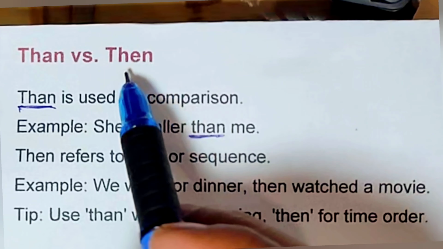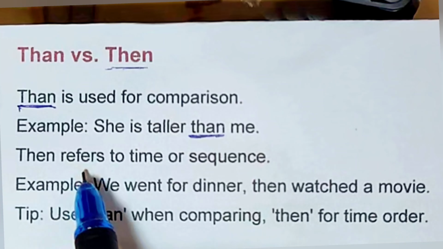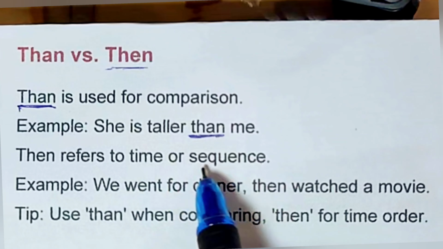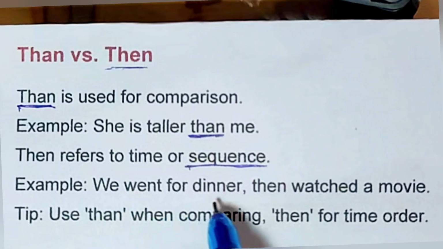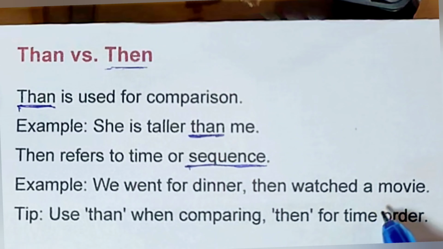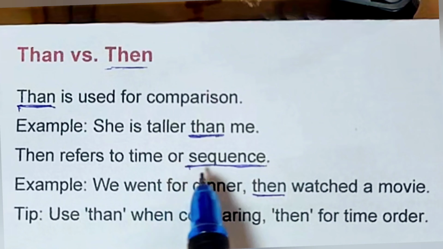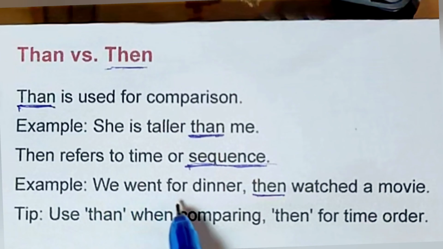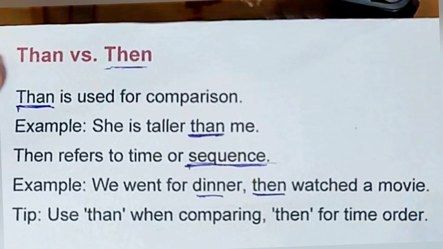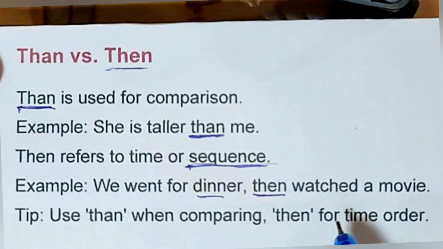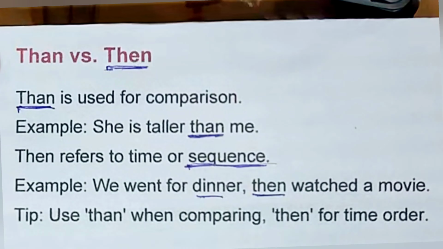And the other one, then. The other one here, then, refers to time or sequence. Example here for then: we went for dinner, then watched a movie. Therefore it is a sequence here. Firstly they had dinner and then they watched the movie. That's the sequence, the time and sequence here. Therefore we use then here.